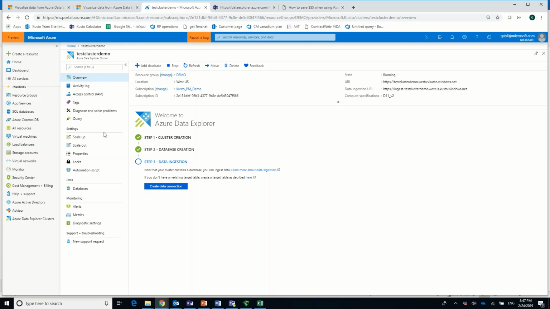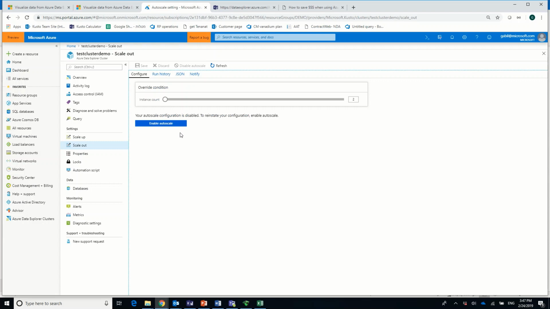Another cost optimization is by scaling out the cluster when you need more capacity. For example, if you have an event or a conference that takes place on a specific date and you expect to see more traffic and more queries against your tables and against your data, you can scale out the cluster using either manual scaling or Azure Autoscale in order to have more capacity during the specific conference or event.